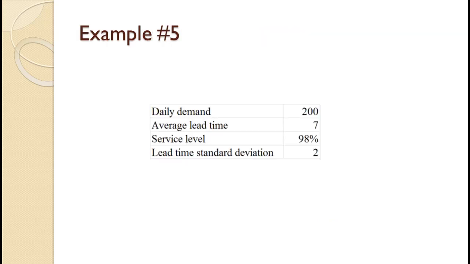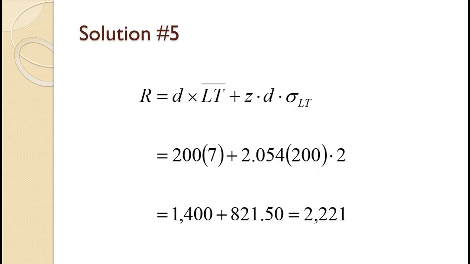In this example, daily demand is 200 and average lead time is 7 days with a standard deviation of 2. The company desires a 98% service level. Calculate the reorder point. Plugging in the daily demand of 200, average lead time of 7, the resulting z-score of 2.054, and the standard deviation of 2 yields a reorder point of 2,221.